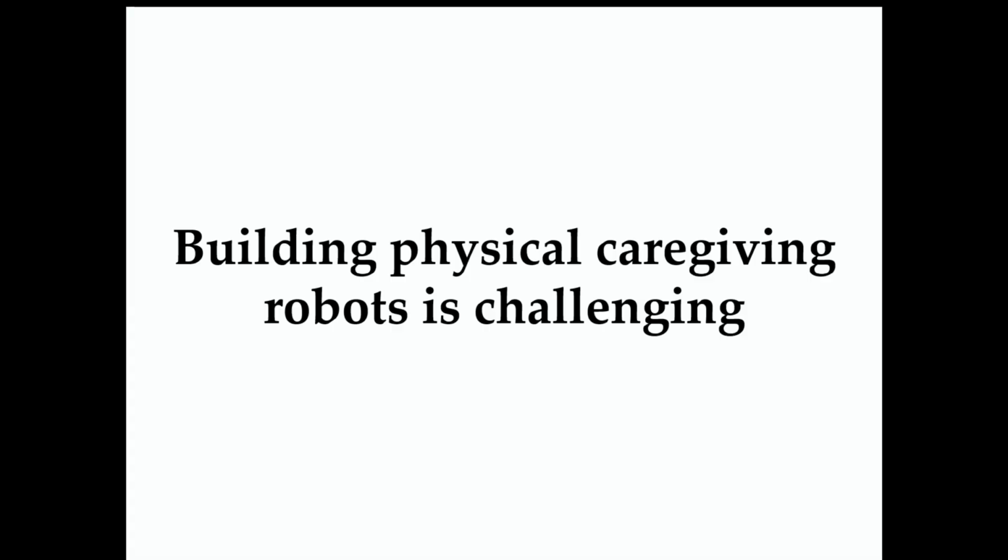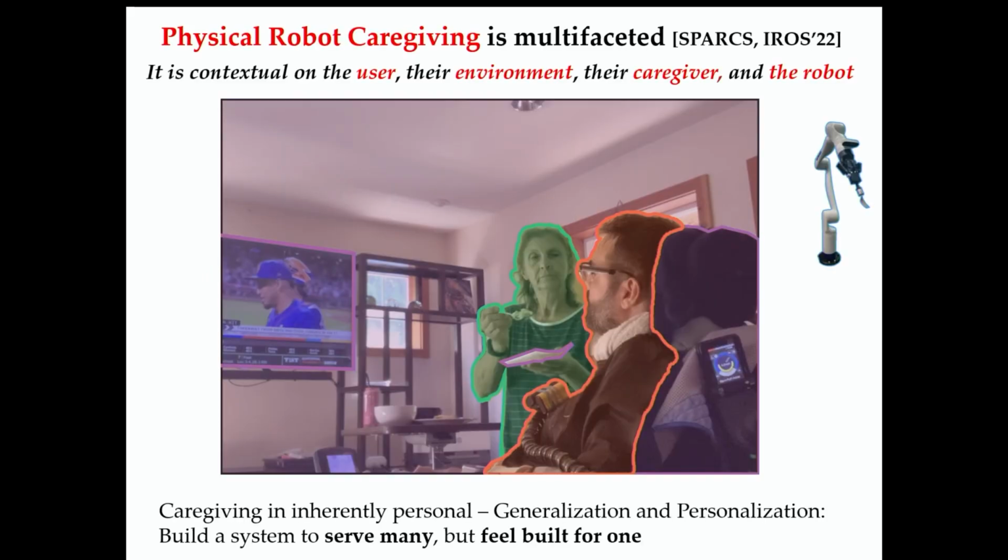So to start with, building physical caregiving robots is very challenging. The reason is that it's a very contextual thing. It is contextual on the user. Every user is different, not only because the kinds of mobility limitations they may have are different, but also their preferences may be different. Their environment may be different, so the kind of assistance that you get depends on the environment that you are in. The human caregiver, what can that human caregiver do? Formal versus informal caregiver, as well as the robot embodiment.